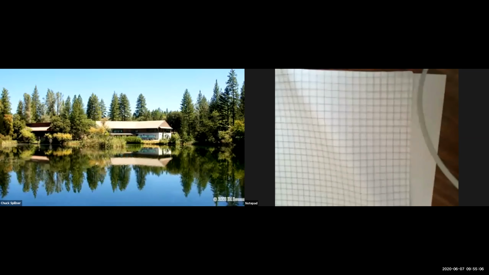You're looking at San Diego Reservoir at Columbia College. And in the background is the library. That's called Tamarack. And the upper floor is the tutoring center. The lower floor is the library. So just wanted to give you that scene.